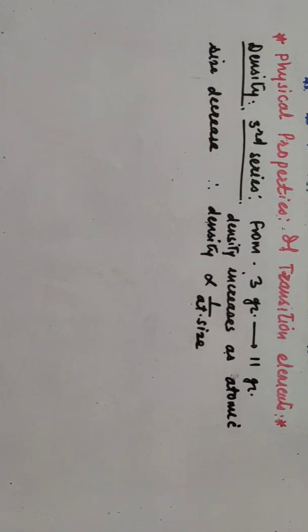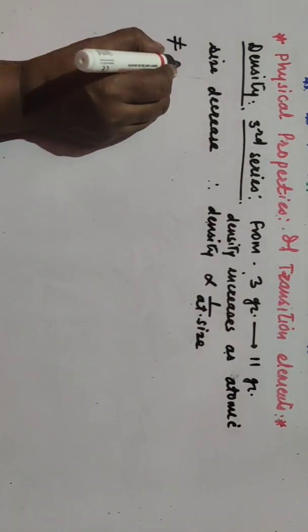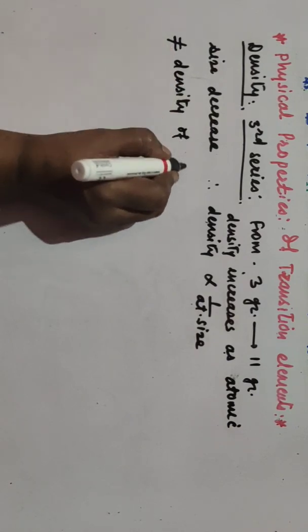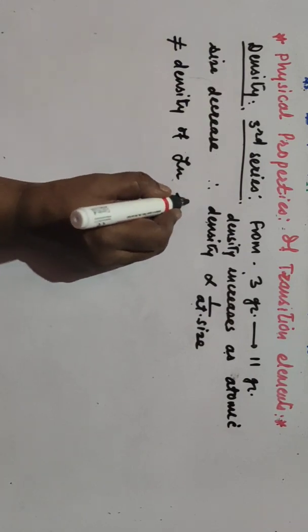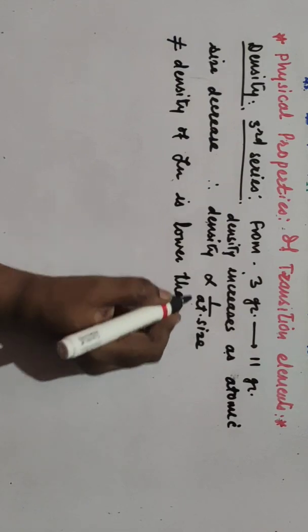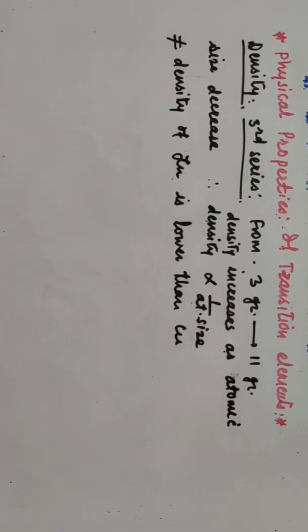So density of zinc is lower than copper. I'll write here, a question may be: density of zinc is lower than copper. Why? Because the atomic size of zinc is larger than copper here. As atomic size of zinc is larger than copper, the density of zinc is lower than copper.